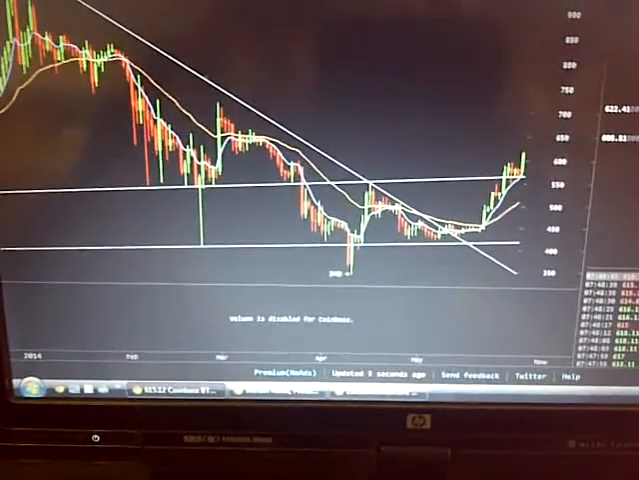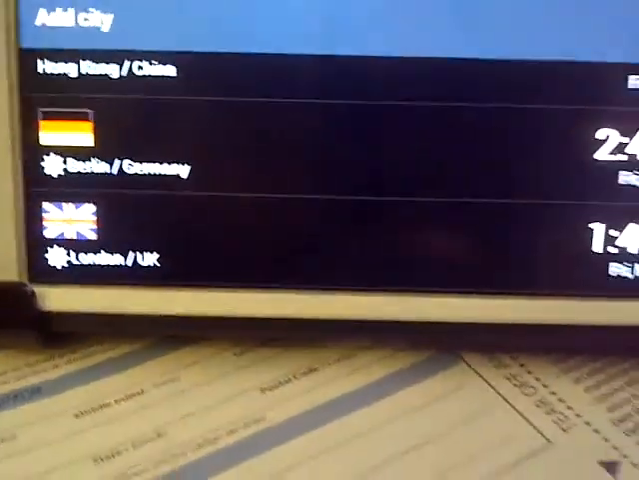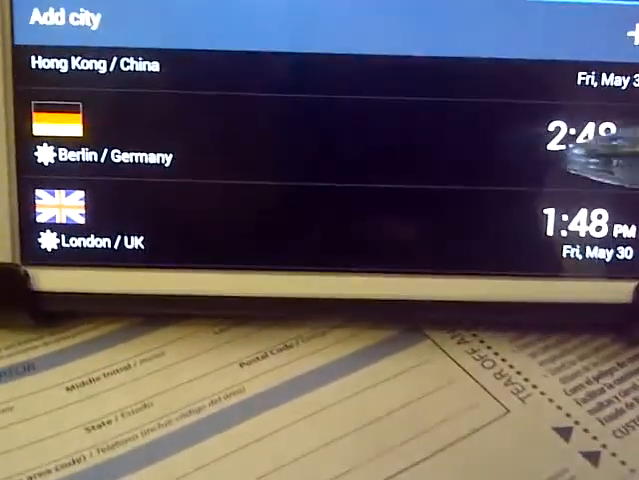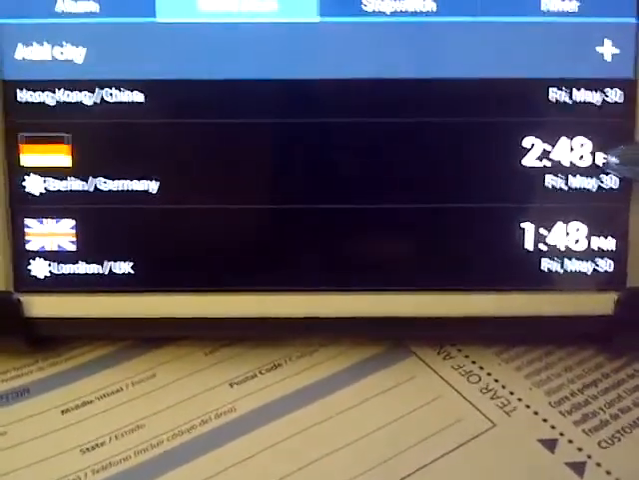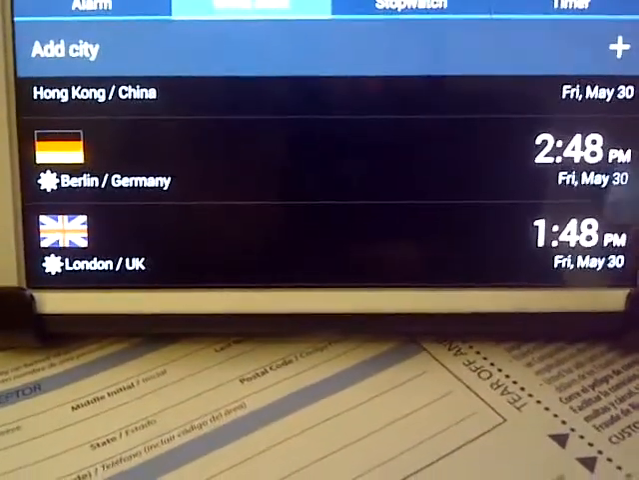So, okay, there you go. Here's my little handy dandy time thing. You'll see that in Germany, it's about 2 o'clock in the afternoon. So this all happened about 2, maybe 3 hours ago.